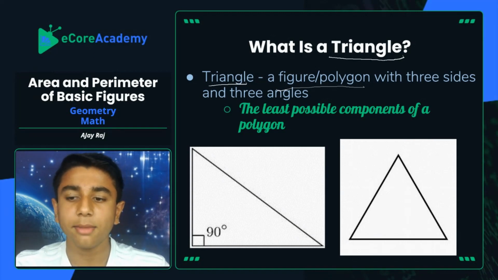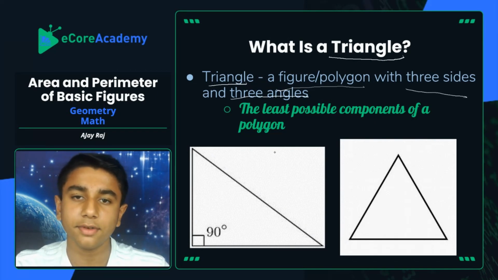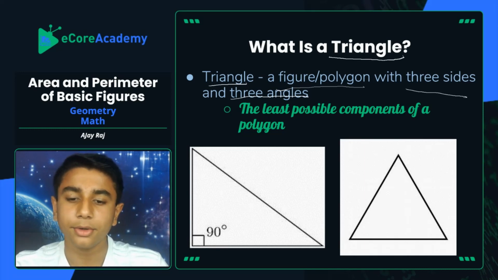And it's basically a polygon with only three sides and three angles. So notice that in any figure that you're given, any polygon that you're given, the amount of sides is always equivalent to the amount of angles. And it's the least possible components of a polygon.